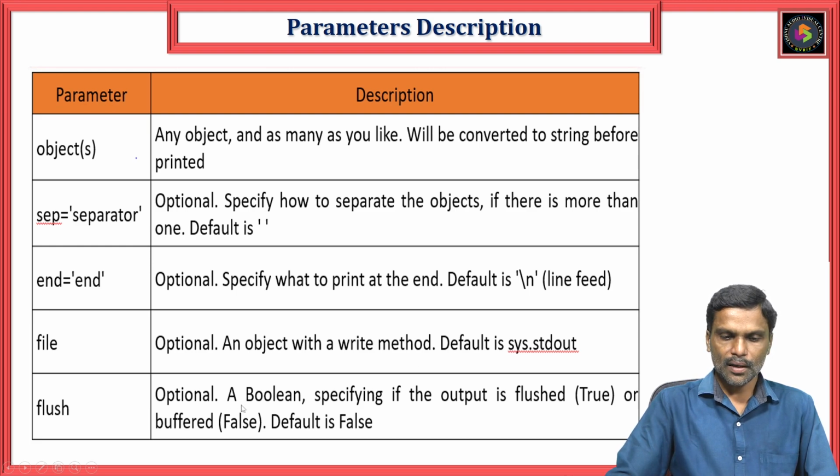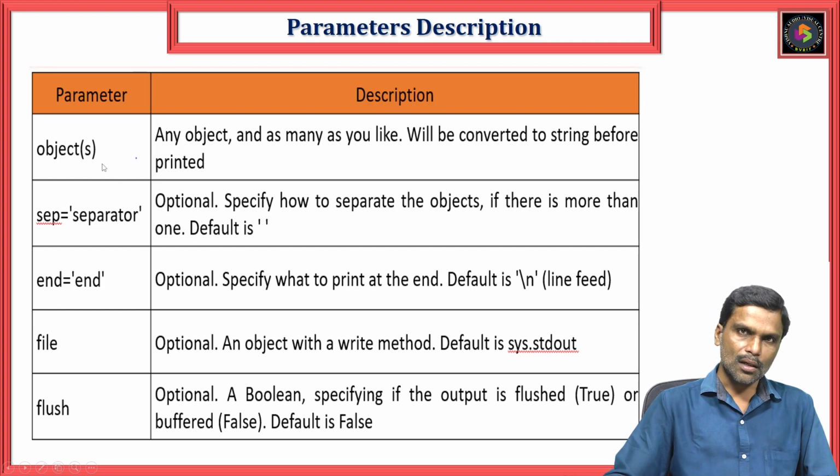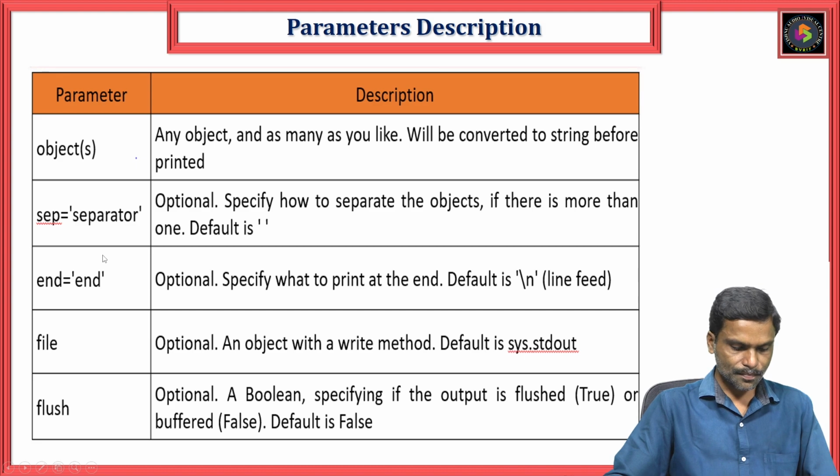Then flush. It is a boolean that specifies whether the output is flushed. If it is flushed, it is called true. If it is buffered, it is called false. The default is false. So these are the basic parameters used in the print function. We may use only a few, based on our requirement.